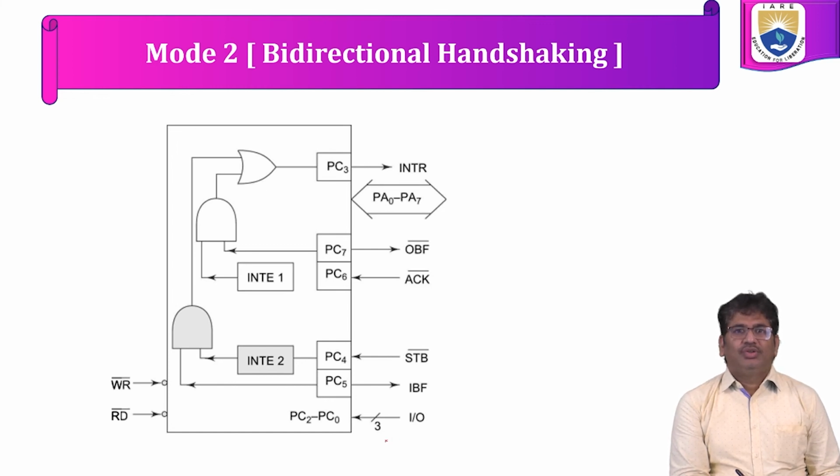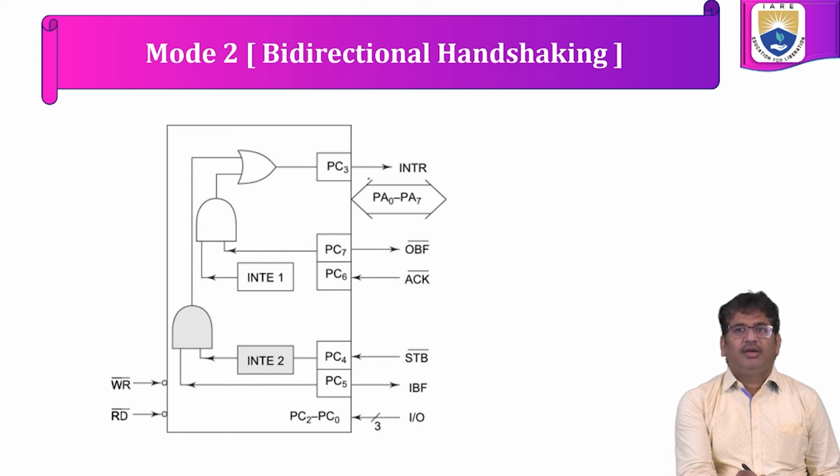When the processor wants to read data, first the IO device will send the STB signal, strobe. Once the strobe signal is generated, the data will be placed on port A. Once it is loaded into the input latches, it will generate input buffer full. Upon generating input buffer full, an interrupt will be generated to the processor. Once the interrupt is generated, if the processor wants to read the data from the IO device, it will generate the read control signal.